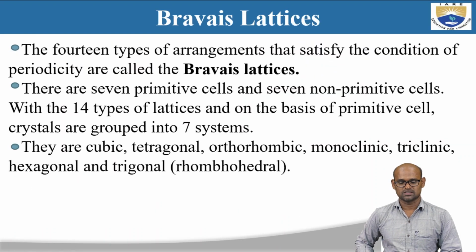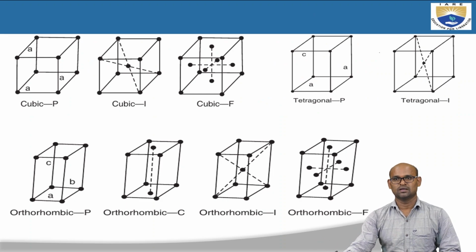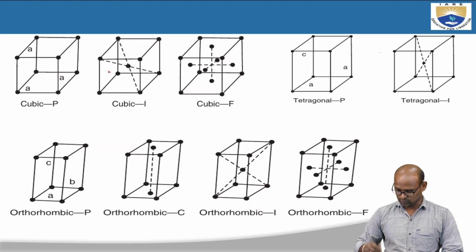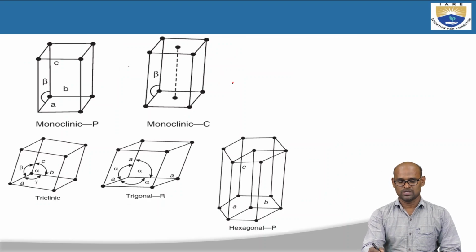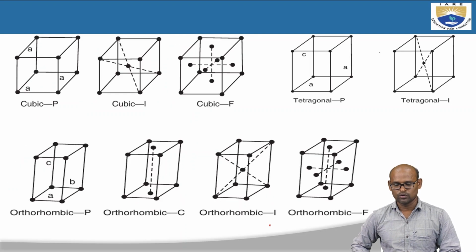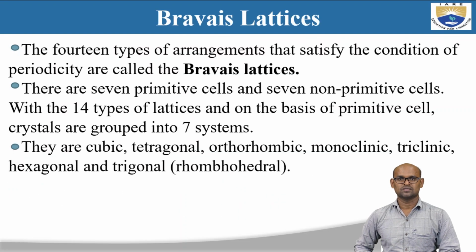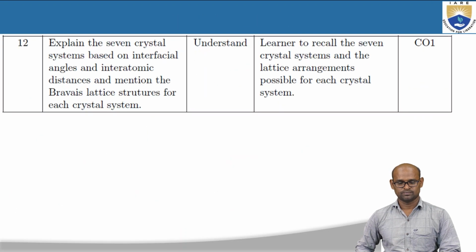Draw the 14 Bravais lattices. So these are the 14 Bravais lattices. Cubic there are 3, tetragonal 2, and orthorhombic 4. So 3 plus 2 is 5, plus 4 is 9, then monoclinic 2 makes 11, then triclinic 1, trigonal 1, and hexagonal 1. So these are the 14 different types of Bravais lattices classified into 7 crystal systems: cubic, tetragonal, orthorhombic, monoclinic, triclinic, trigonal, and hexagonal. This is the answer to the 11th question.